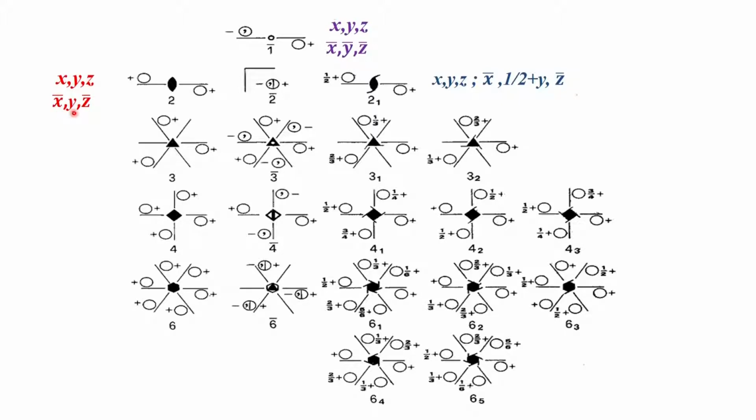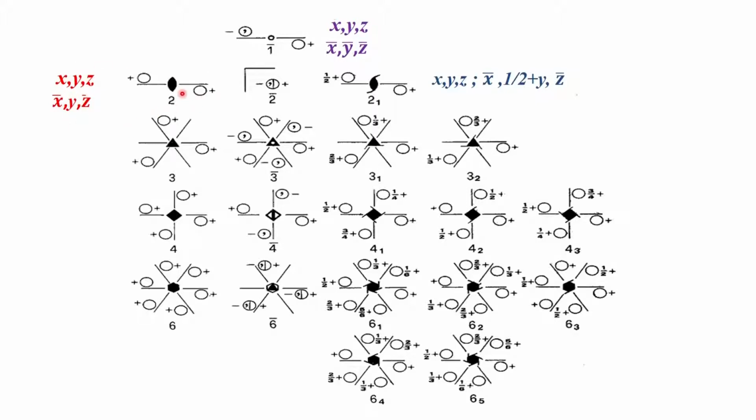It is minus x, y, minus z, or x bar, y, z bar, which indicates that the object which is shown here undergoes a 180 degree rotation. So, x changes to minus x, z changes to minus z. The operation is about the y axis.